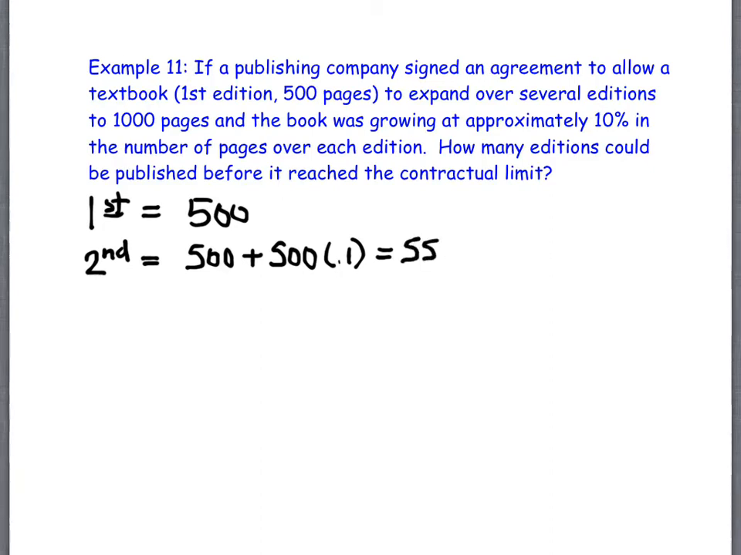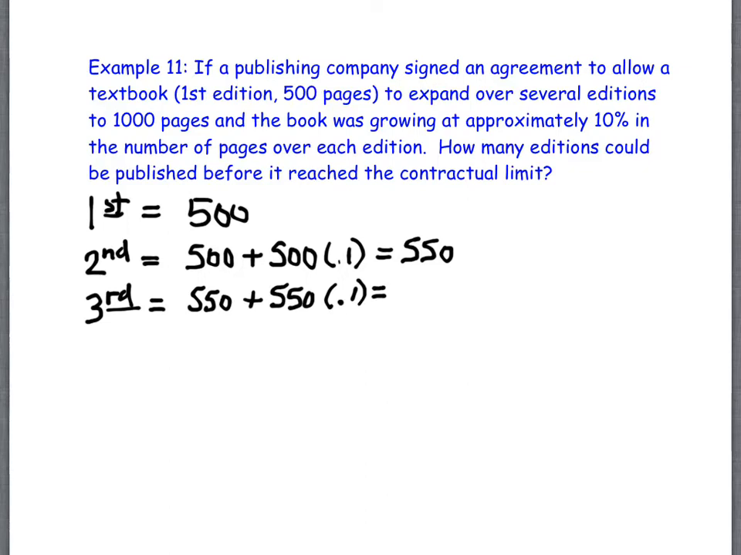550 pages. And that should make sense, right? 10% of 500 should be 50, so this is 550 pages. So what am I going to do for my third edition? 550, that's the new book, the previous edition. And I can do the same thing. I can do 550 times 0.1.